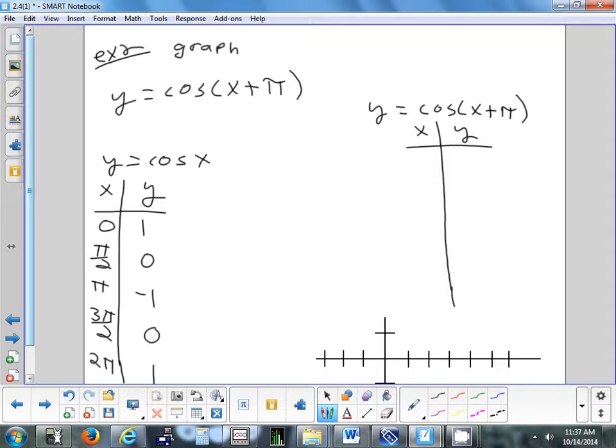So which way is a phase shift going to move the graph? Left and right. Which axis goes left and right? X. So if we're moving left and right, the y's are the ones that are going to stay the same. We're going to move left and right. So x's change, y's stay the same. 1, 0, -1, 0, 1.